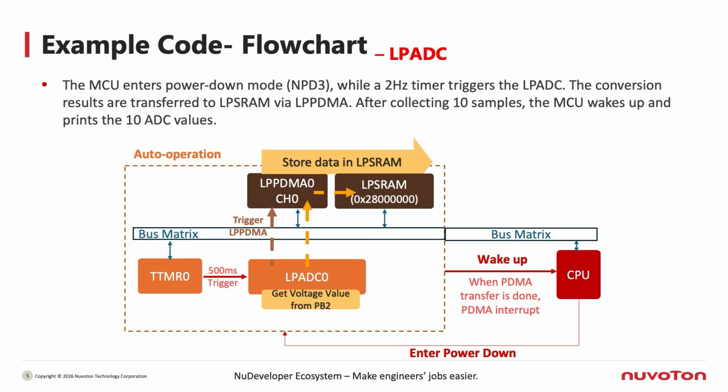Next, let's walk through the overall flow of this example program. First, we use the low power timer to trigger the low power ADC every 500 milliseconds. The ADC conversion results are then sequentially stored in the low power SRAM through low power PDMA channel 0. Once the PDMA accumulates 10 data points, it generates a wake-up signal to bring the CPU back to life. Then, using UART, all 10 ADC values are displayed at once. After displaying, the CPU goes back into power down mode. This approach greatly reduces the number of CPU wake-ups, effectively lowering the overall average power consumption.